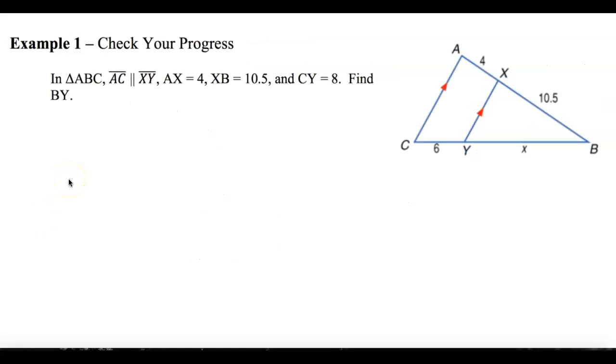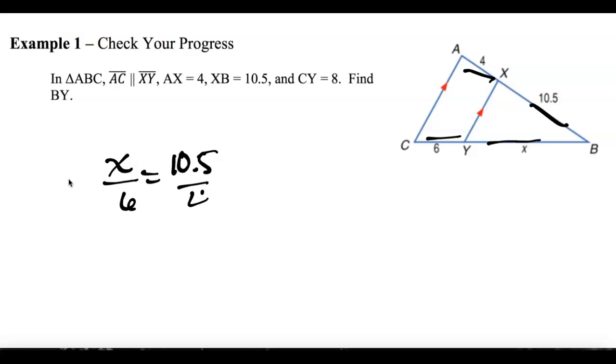Okay, in the next example, similar here. What we're going to do is set up a proportion, and we're going to just say that since they're parallel, we can again set up a proportion. x is to 6 as 10.5 is to 4. Again, cross multiply and divide.